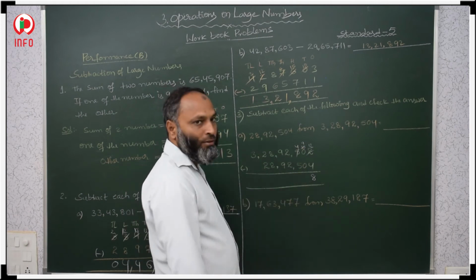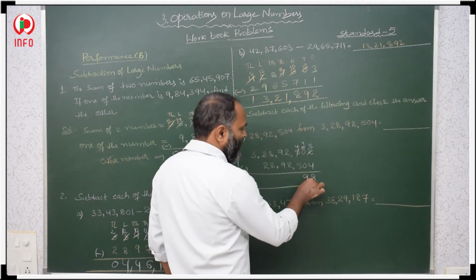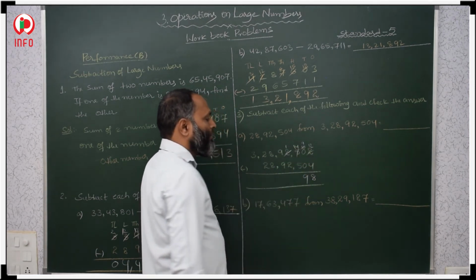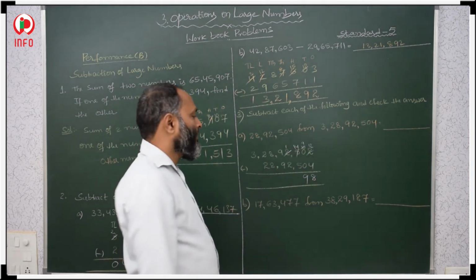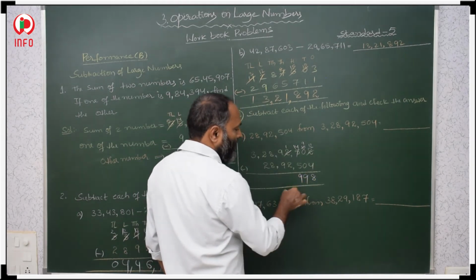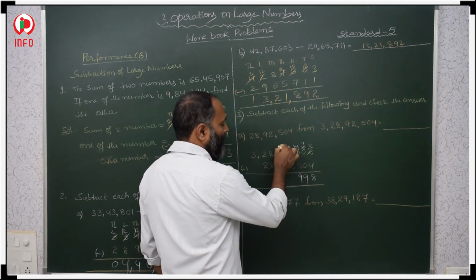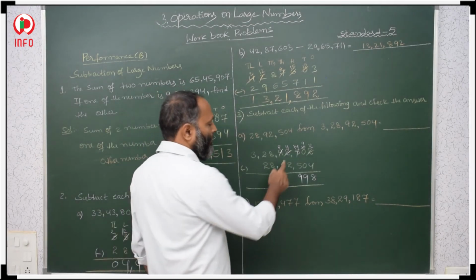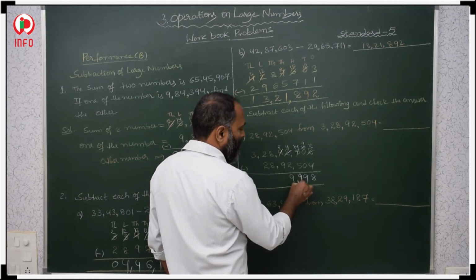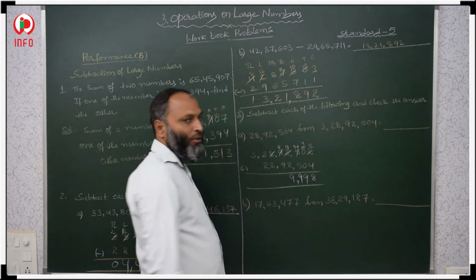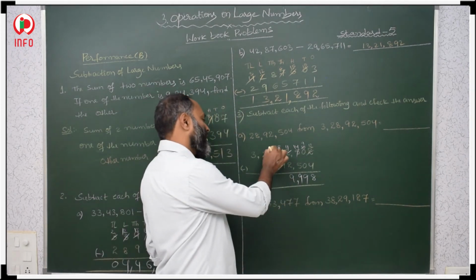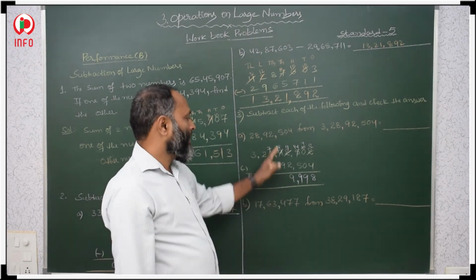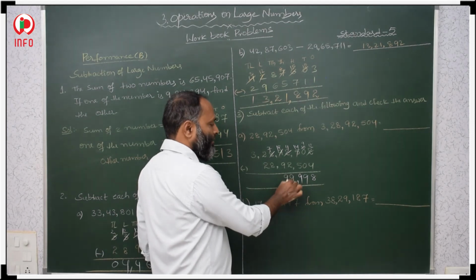9 minus 0, 9. Again you borrow from here. It will decrease by 1, it will increase by 10. 14 minus 5, 9. It will decrease by 1, again borrow. It will increase by 10. 11 minus 2 is 9. And again borrow from here. It will decrease by 1 and increase by 10. 18 minus 9 is again 9.